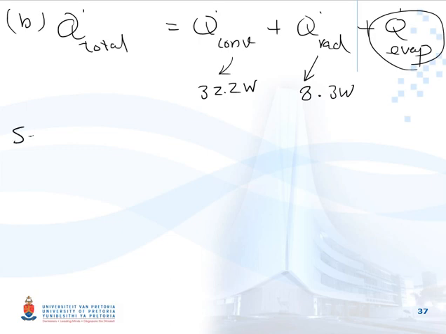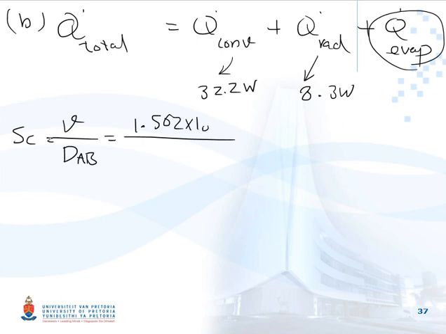calculating the Schmidt number. Schmidt number is nu over D_AB. We calculated D_AB and we read the nu from the table. We could also read D_AB from the table. So basically it's 1.562 times 10 to the power of minus 5 meter squared per second, divided by 2.55 times 10 to the power of minus 5 meter squared per second, which is equal to 0.613.